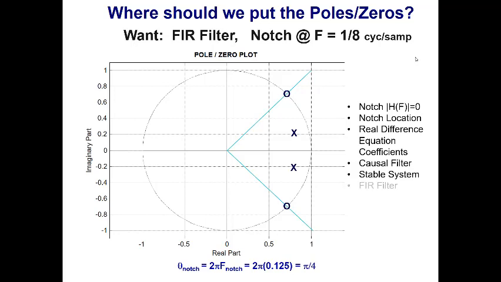And if I want an FIR filter, a non-recursive filter, there's only one place all of my poles are allowed to be. That's at z equals 0. So if I need 2 poles, I need to put them both at z equals 0 to have a non-recursive filter. And I've got a nice notch at 60 hertz, or 0.125 cycles per sample. This looks like a promising filter.